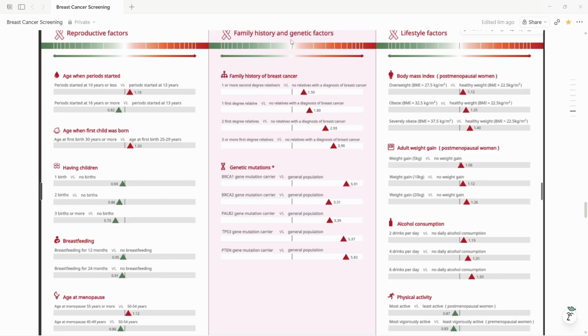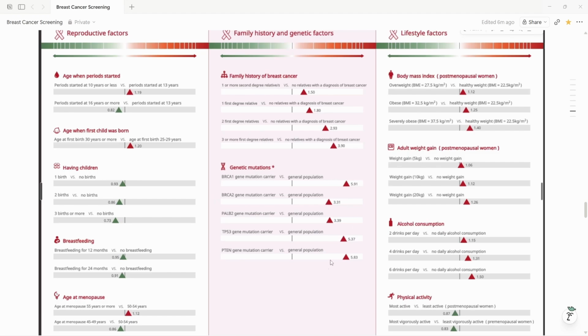In terms of family history and genetics, a family history of breast cancer increases your risk of developing breast cancer, which is quite obvious. And this risk increases the more relatives you have with breast cancer, as well as it being higher for a first degree relative compared to a second degree relative.